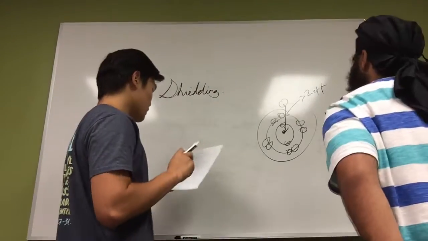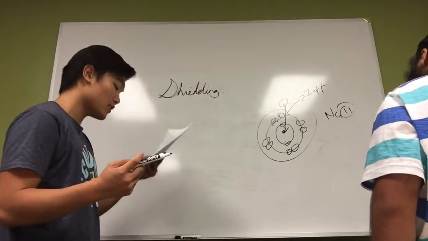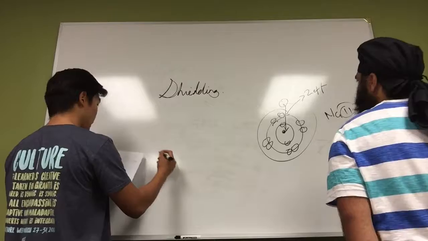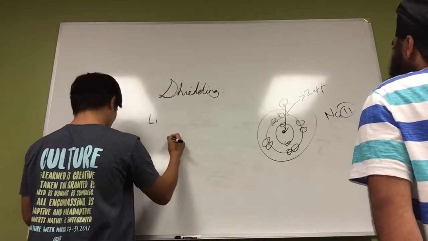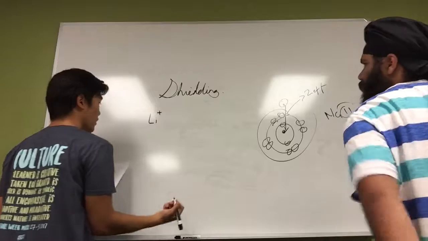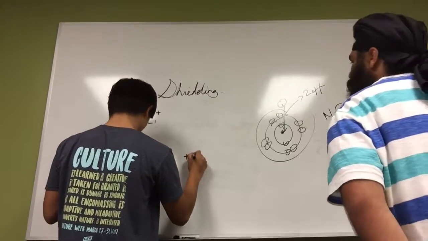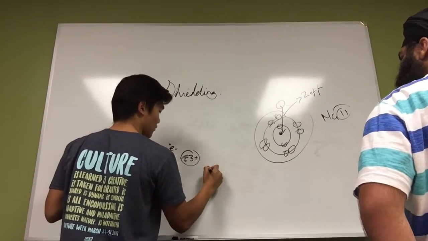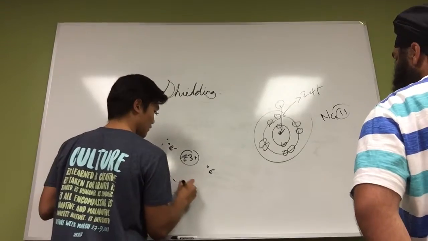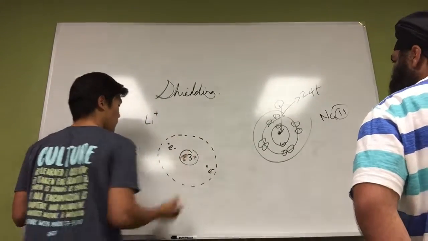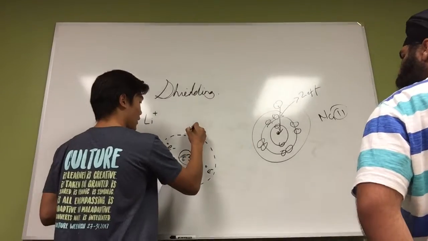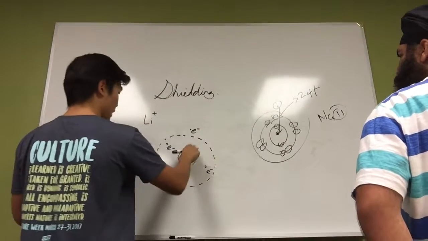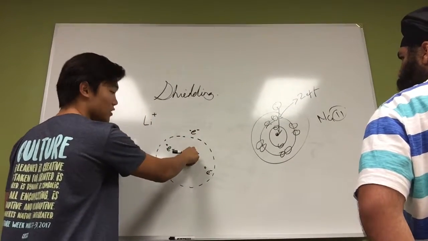Shielding. It says repulsion of one electron by other electrons is screening or shielding, which means that, let's see, I'm going to draw lithium plus. So it's going to be plus 3, and then 1 minus here, 1 minus here, right? But when it's trying to interact with a random electron right there, this experiences shielding. It can't really go through this, because if it goes through it, that's called penetration.